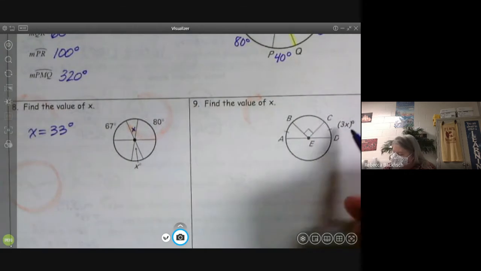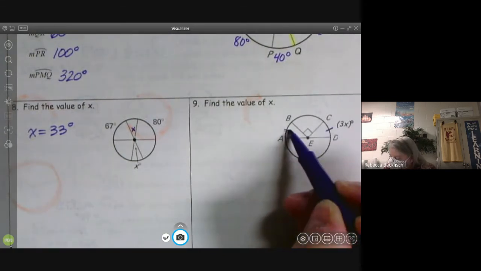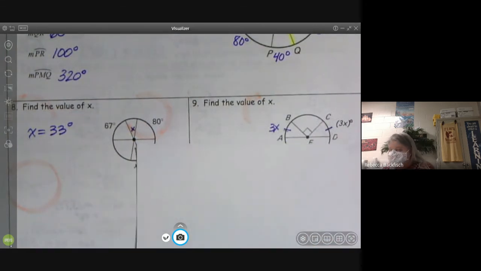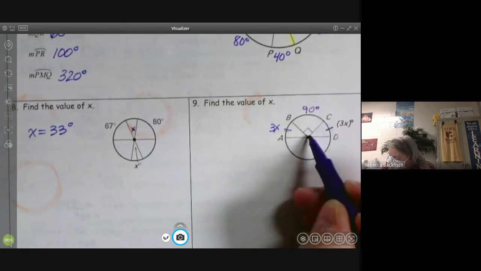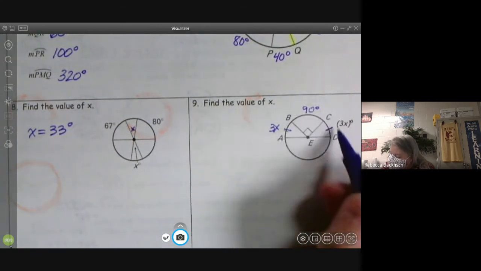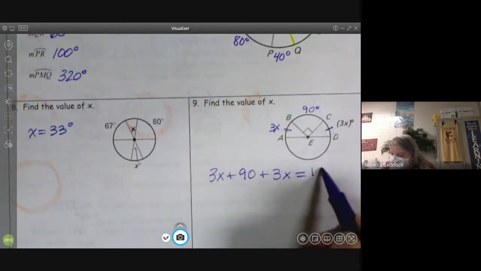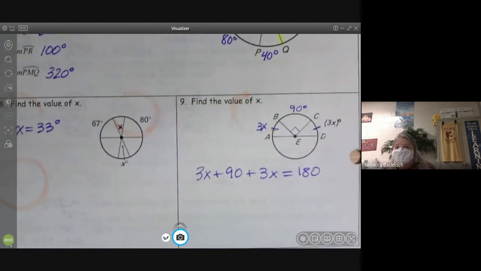Okay. The next one here, I'm going to have to set up an equation. I've got 3x over here, and this congruence marking means this arc is the same as this arc. So that's also 3x. And again, I have a diameter, so everything above that diameter has to add up to 180. This one is 90 degrees. That's what a right angle symbol looks like, right? So altogether, what I have up here is 3x plus 90 plus 3x equals 180. And then I can solve that to find the value of x.